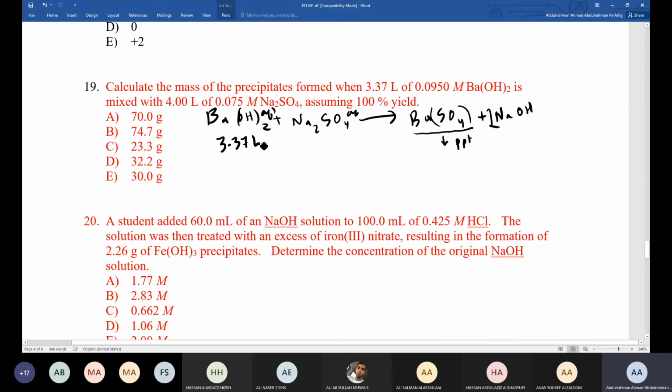Calculate the mass of precipitate when 3.37 liter with the molarity of 0.0950 is mixed with 4 liters with 0.075. But multiply this and this. The first one is 288.52. No, the first one, Ba. 288.52.